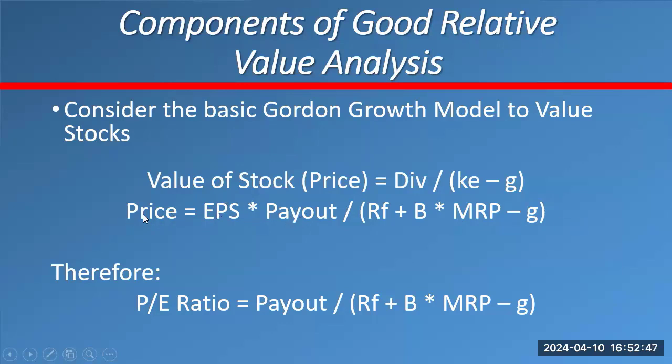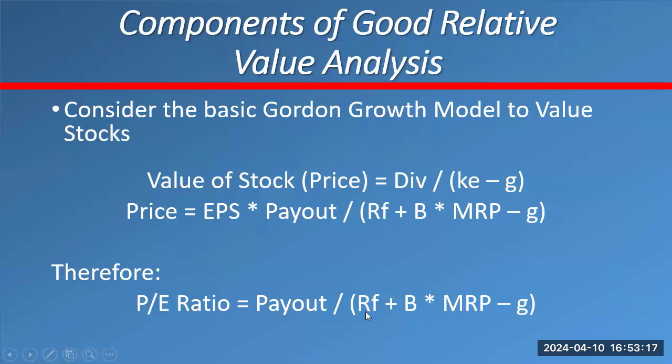Just bring the E over here. So look at that. I would have that in my wallet if I were walking around. This tells you a huge amount about PE ratios. A PE ratio is the firm's payout ratio divided by interest rates plus how risky the stock market is times how risky the company is minus the company's growth. So what does that mean?